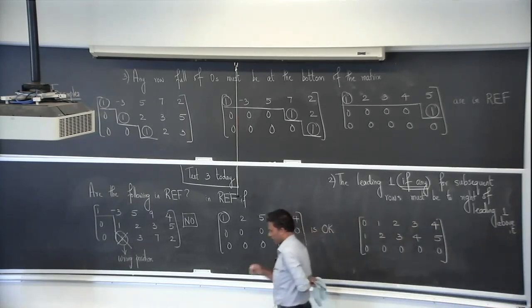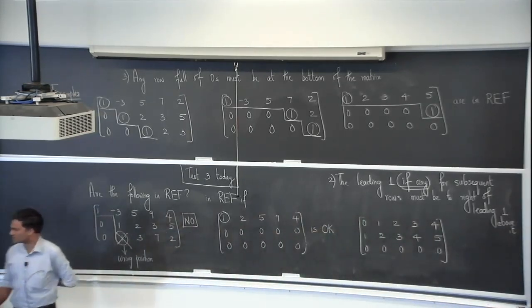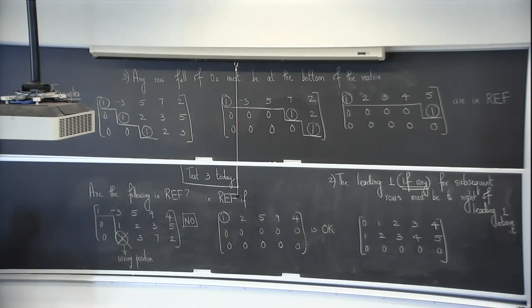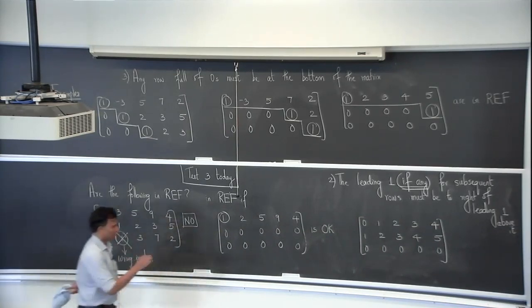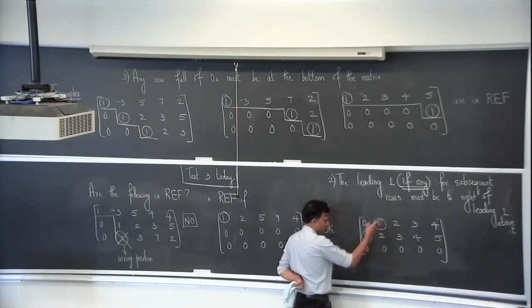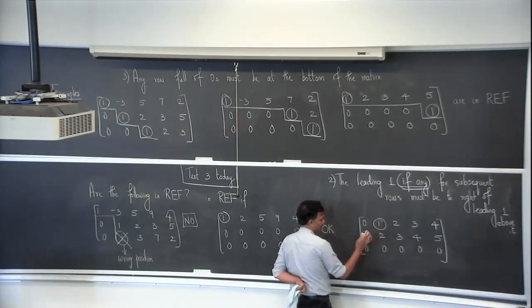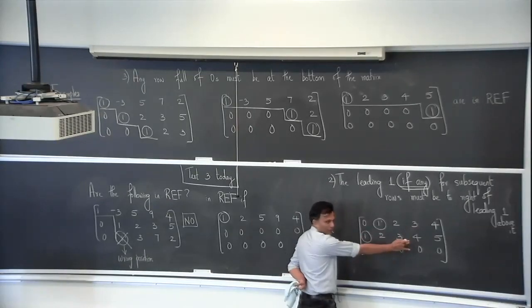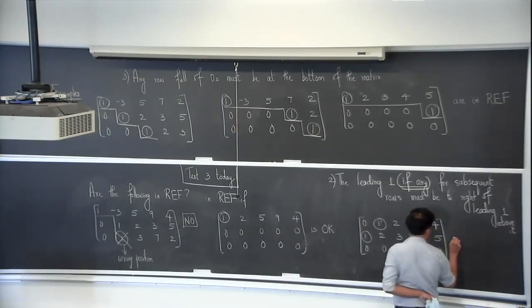Let me ask people online, what do you think about this matrix? Is this okay? Why not? The first one is, so these are in the wrong position. If you are looking at where the leading ones are, this is going the wrong way. It must be, this must be here preferably. So again, these are in the wrong positions.